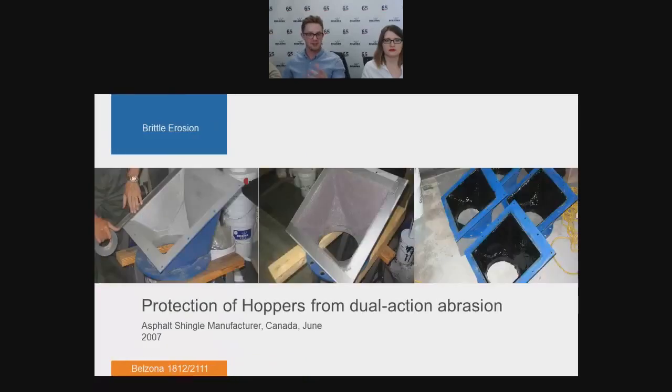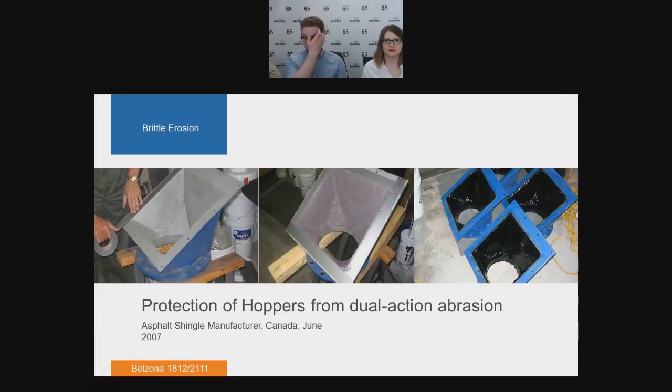And again, going down the more severe route, this was kind of a dual action. This was brittle erosion and ductile erosion abrasion as well. This was manufactured in Canada. They made asphalt shingles. And basically, these hoppers take the asphalt shingles, which are probably less than a millimeter in diameter, so really, really tiny particles. And they found that the hoppers just couldn't cope with the service.